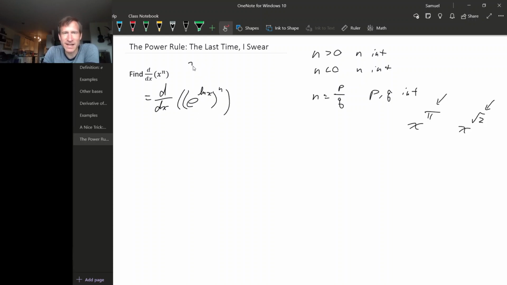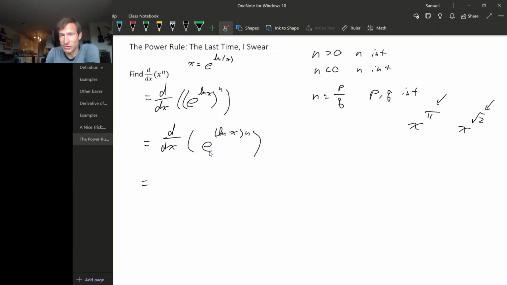And this is because x is equal to e to the natural log x. This does assume that x is positive, so that it has a natural log, but if you fiddle with the details, you can make it work for negative x values as well. Okay, so we want to calculate the derivative of e to the natural log x times n, and remember n is a constant here.